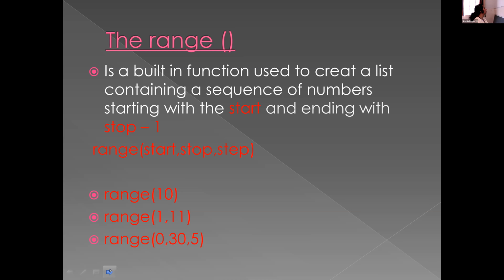Okay, then. So range is a built-in function with 3 parameters. What are the 3 parameters? It is start value, stop value, and step value. In this range function, start and step are optional, but stop is compulsory. So range is a built-in function using 3 parameters: start, stop, and step. The default start value of range is 0.